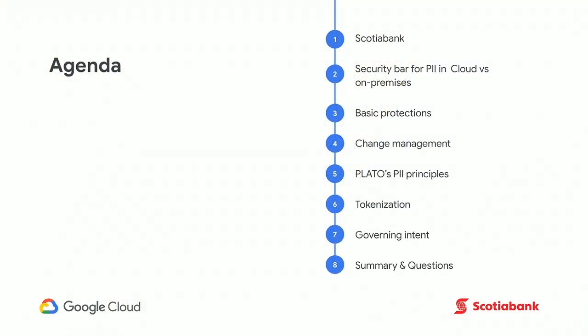So I'm going to talk about Scotiabank, or how we think about the bar for PII in cloud and how that relates to on-prem. I'll talk about just some basic protections that everyone does for applications in cloud and our principles for PII, because our position is that you do the things to lock down your application, but that's not sufficient for PII at scale for analytics. I'll talk a bit about the principles that we're applying and let you know what we're doing.